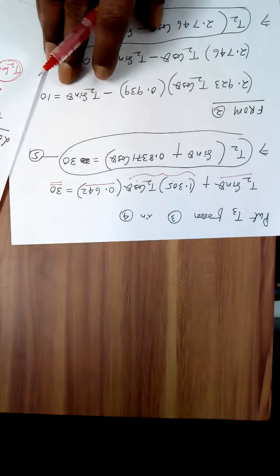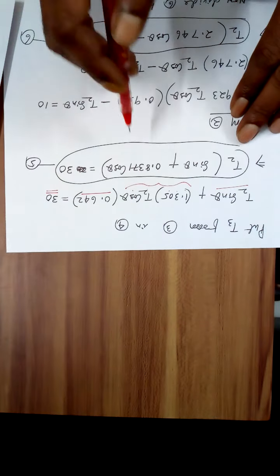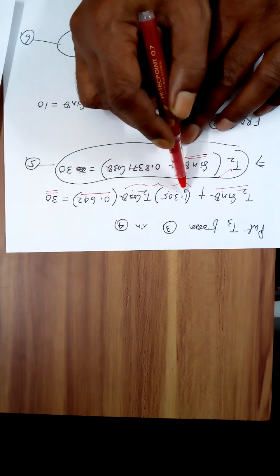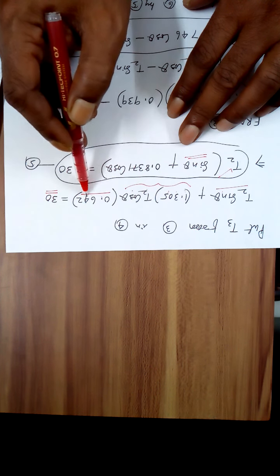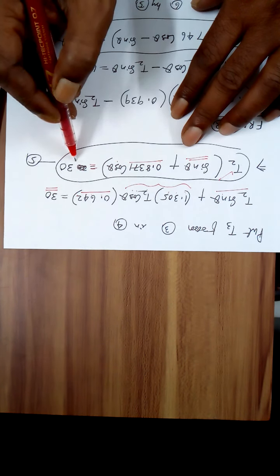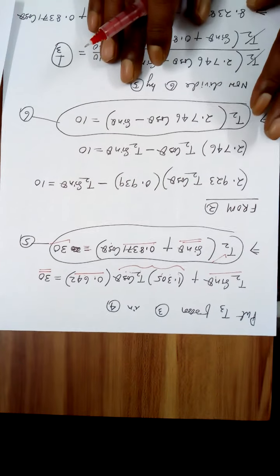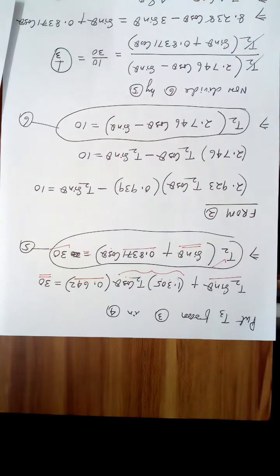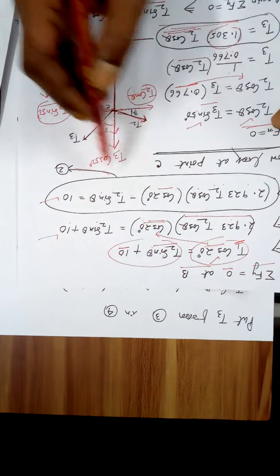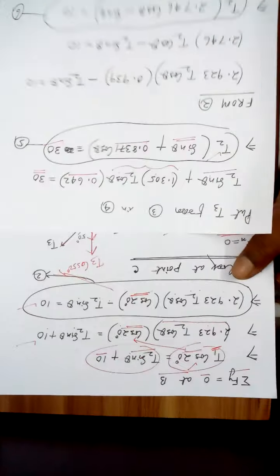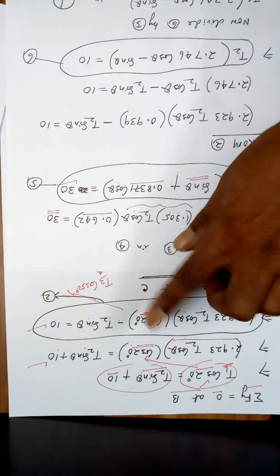Now so this becomes, take T2 common, sine theta plus 1.305 into 0.642 using a scientific calculator comes out to be this, cos theta is equal to 30, right? Now from equation 2, where I had not put the value of cos 20, this was your equation 2. Put the value of cos 20. Look, put the value of cos 20 here from a scientific calculator.